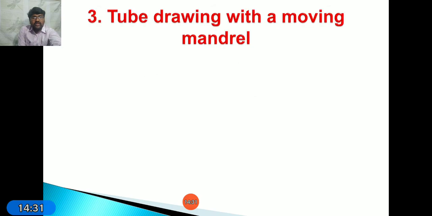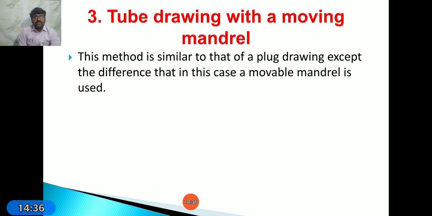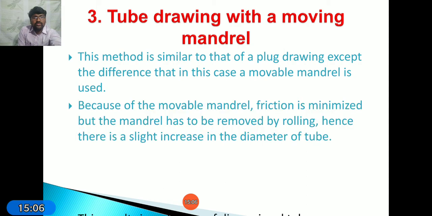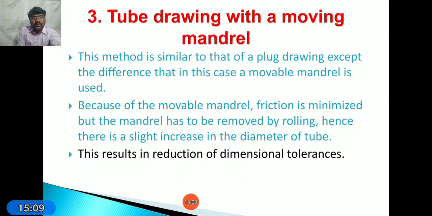Next, coming to tube drawing with a moving mandrel. This method is similar to plug drawing, except that a movable mandrel is used. In the previous case we used a plug, but in this case we use a mandrel. Because of the moving mandrel, friction is minimized, but the mandrel has to be removed by rolling, hence there is a slight increase in the diameter of the tube. Next, it results in a reduction of dimensional tolerances.